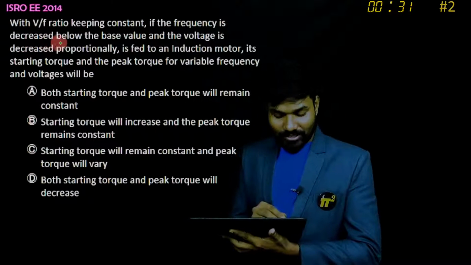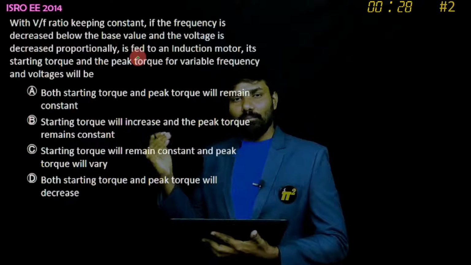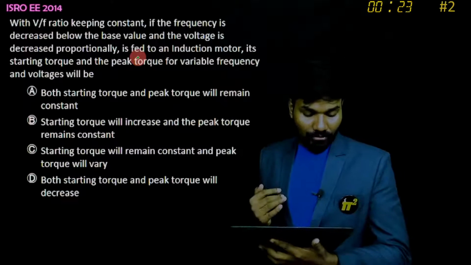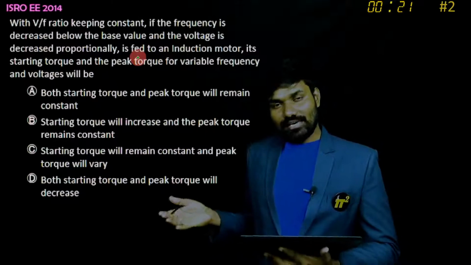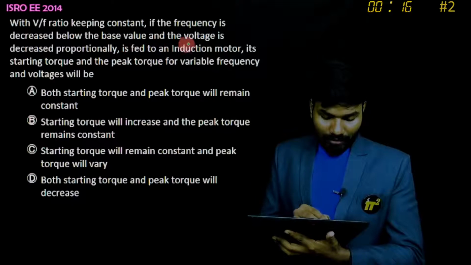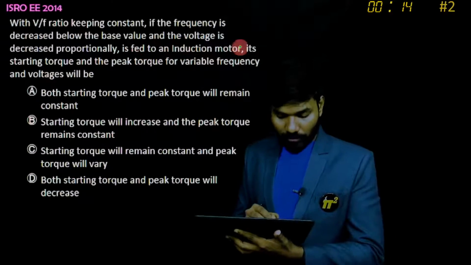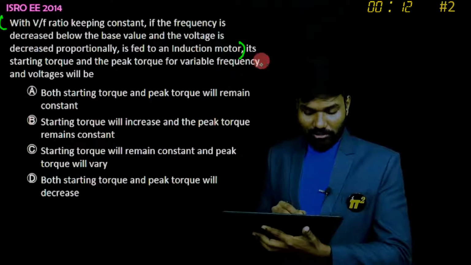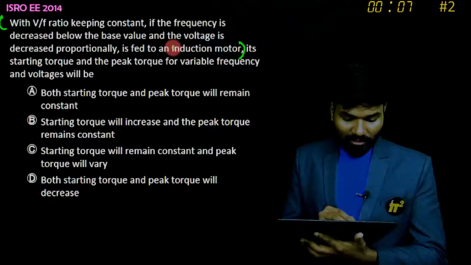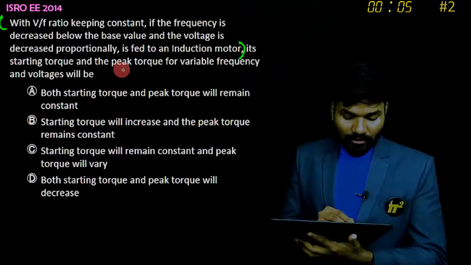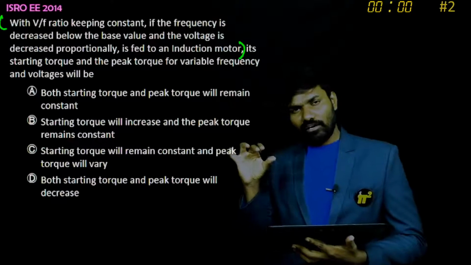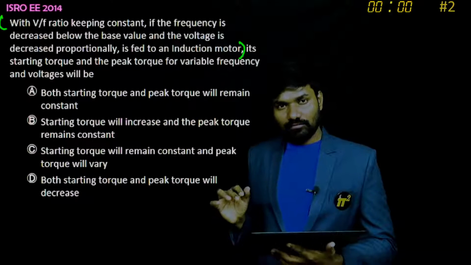If the frequency is decreased below its base value, meaning rated value, and obviously voltage has to be reduced proportionally because V by F is constant, and this is fed to an induction motor. So in this entire statement, he's just trying to say V by F is maintained constant. That's the only statement he wants to make from these three lines. And the question asks for its starting torque and peak torque from the family of torque slip characteristic curves. Direct question.